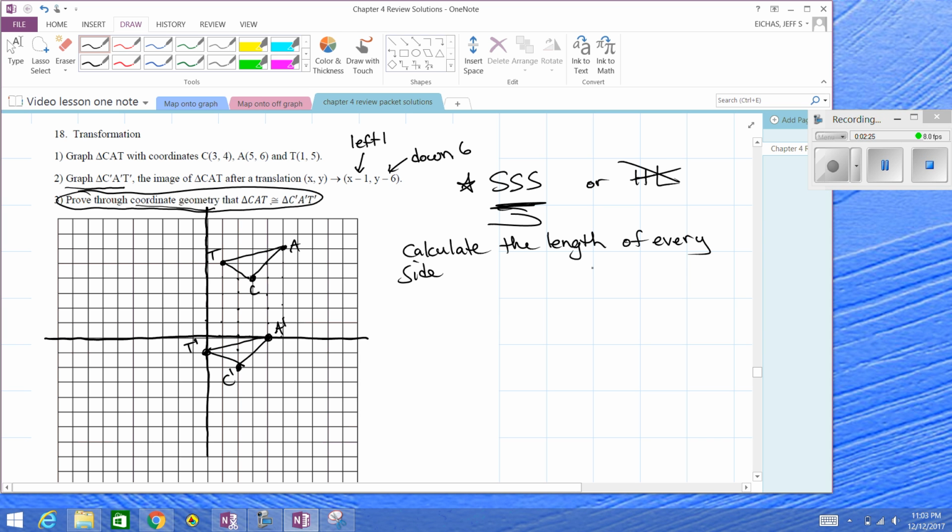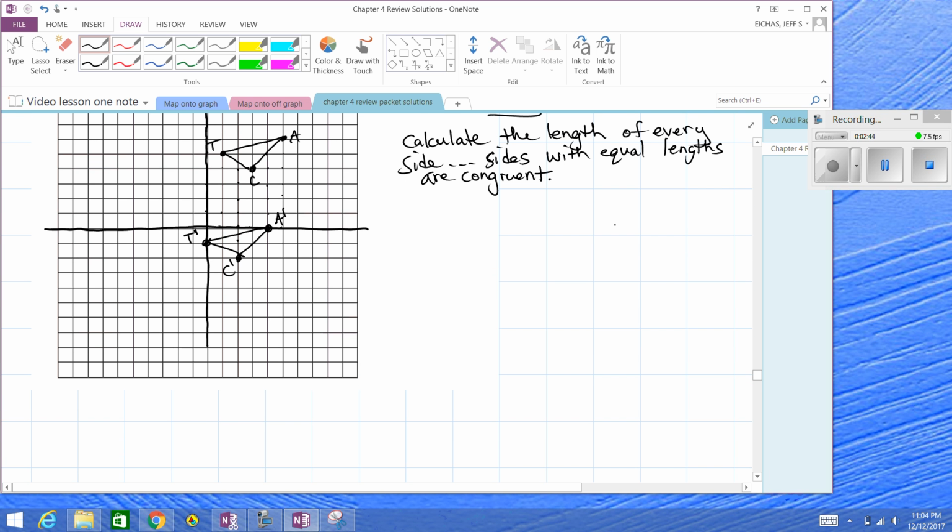But to use coordinate geometry to prove it, we really should calculate the length of each side. Okay? And sides with equal lengths will be congruent. So that's what we're going to do here. We've got to actually demonstrate that we're using either the distance formula or the Pythagorean theorem. All right, so we're going to go with lengths of sides here.